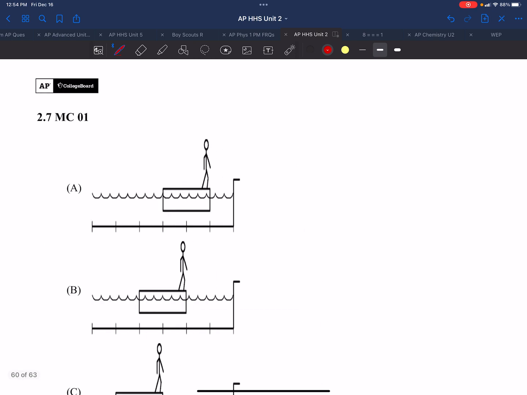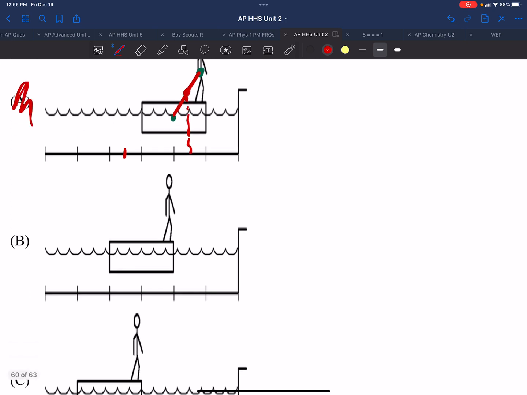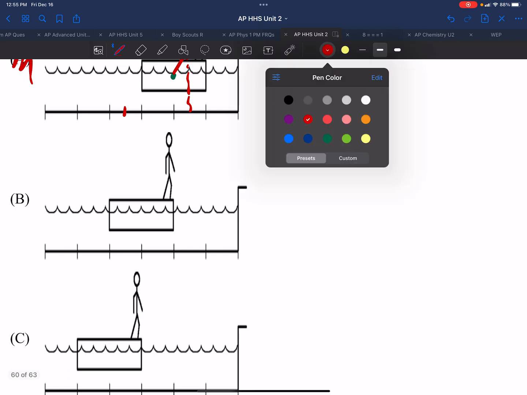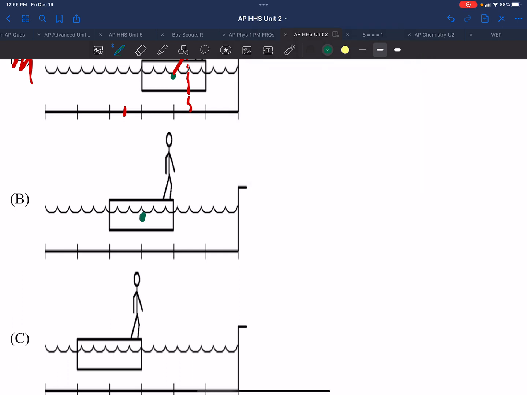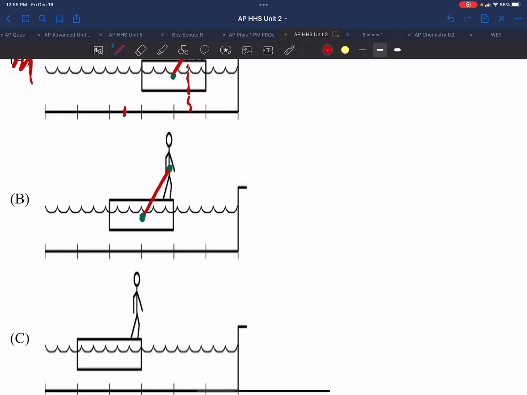Now, when we look at this other one, now we have the center of mass like so. We find the new center of mass. It is nowhere near here. So choice A is out. Using the center of mass again, we have here and here. Center of mass is here. Again, nowhere near here where it needs to be.